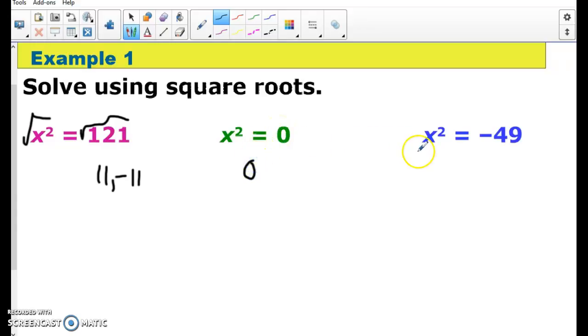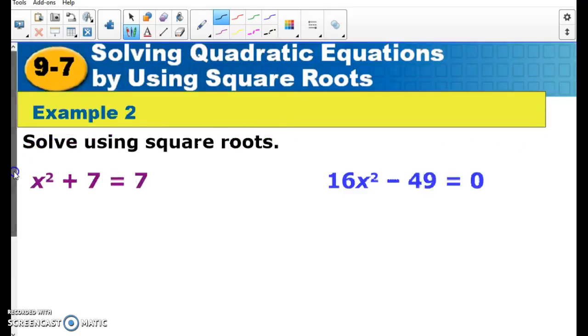And there are times where I'm going to get no answers, because there is no number that I could multiply by itself. So nothing could be plugged in for x squared that could equal a negative 49. So that's going to be a time where I'm going to get a no solution answer. Not all of them are going to be as simple as that, where you just figure out what the square root is. Some of them are going to have other steps.